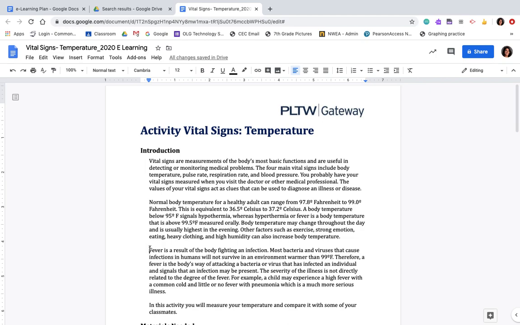Okay, for this, you need to highlight these first two sentences. Fever is the result of your body fighting an infection, and most bacteria and viruses cannot live in an environment above 99. Okay?